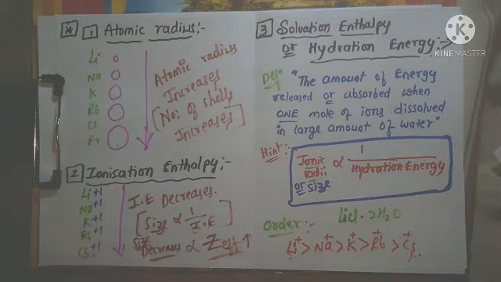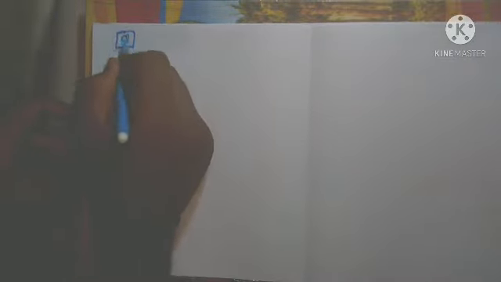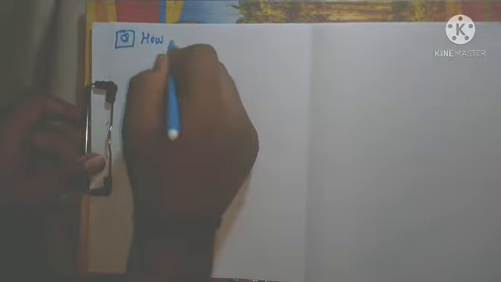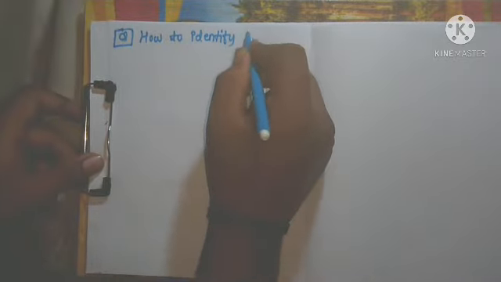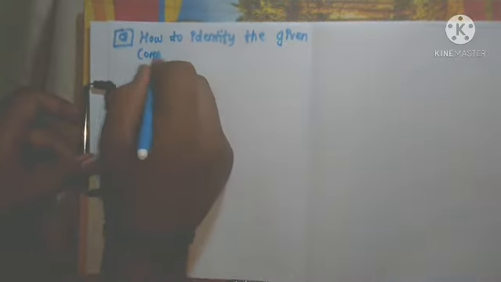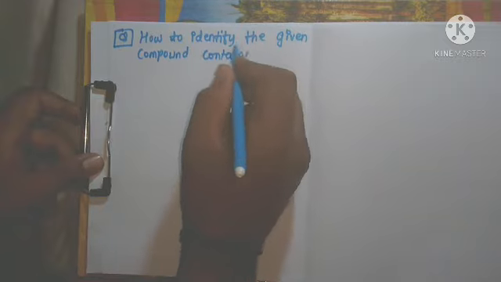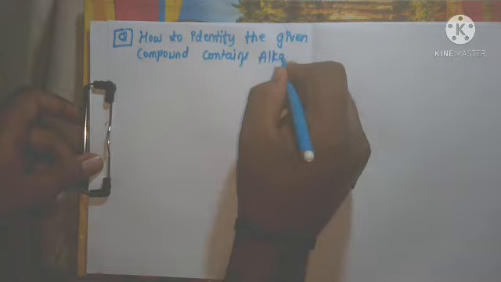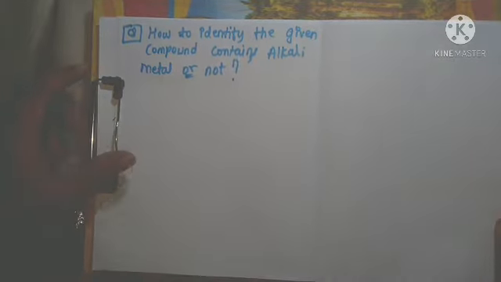Now, the next concept, or question, we will take in the form of a question only. The next question is: how to identify whether the given compound contains an alkali metal or not? What is the question? Understood? What is the question?